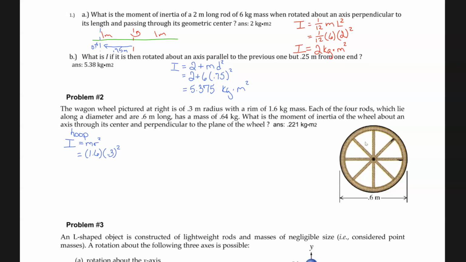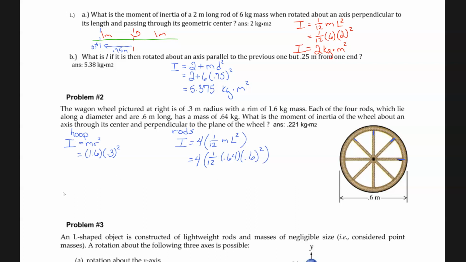If I look at the spokes of that wheel, I have 1, 2, 3, 4 rods that are all spinning about that center axis. So if I look at the rods, the moment of inertia, I've got 4 of them, and they're all going to be 1/12 ml squared. So I've got 4 rods that each have a moment of inertia. Their mass is 0.64 and their length is 0.6 meters, and we're going to square that.